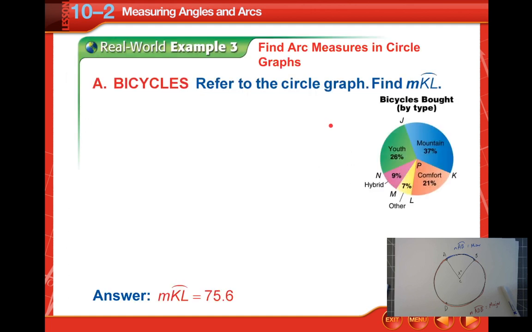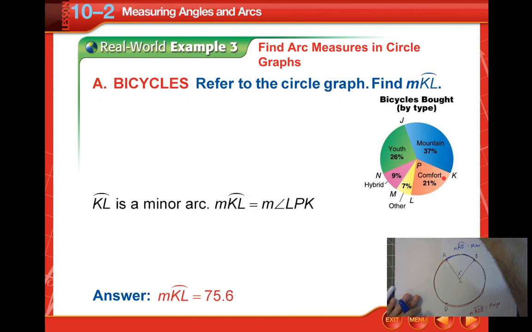So we have this graph right here. Refer to the graph, find KL. KL right here is this comfort section. And what we're trying to do is to calculate this. It is a minor arc. And let me just copy it down here, and then I'll show you what it's doing. It's giving you the answer already. That's okay.